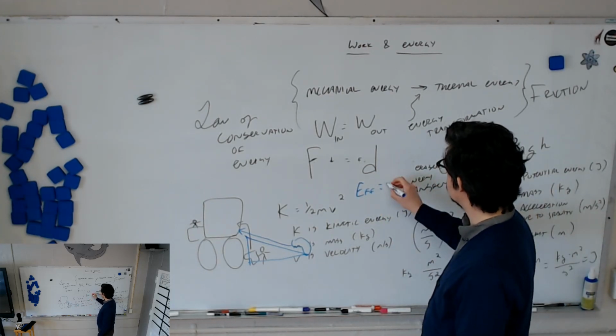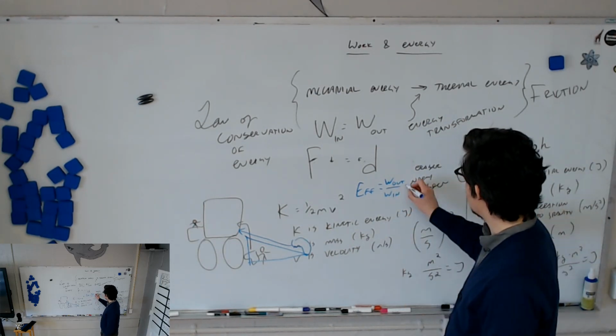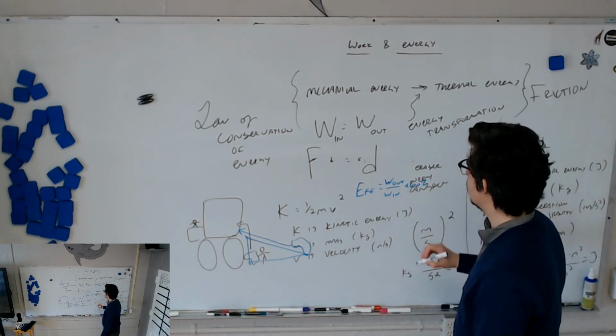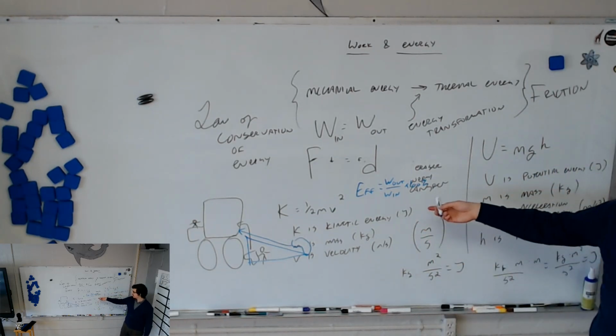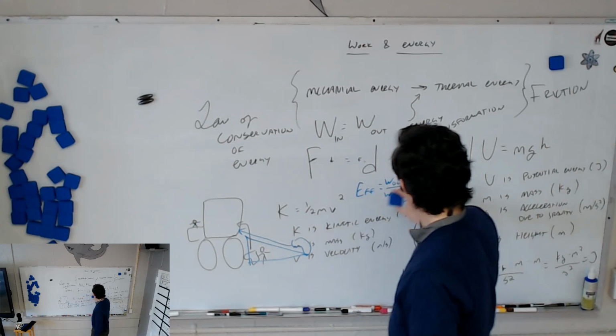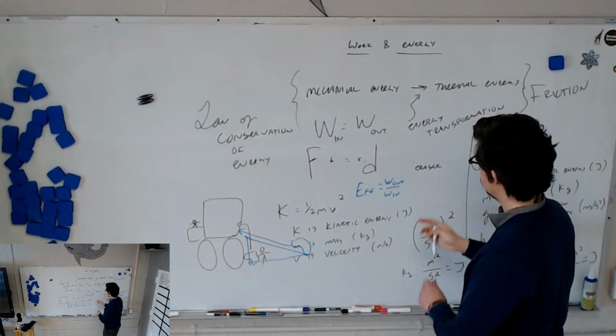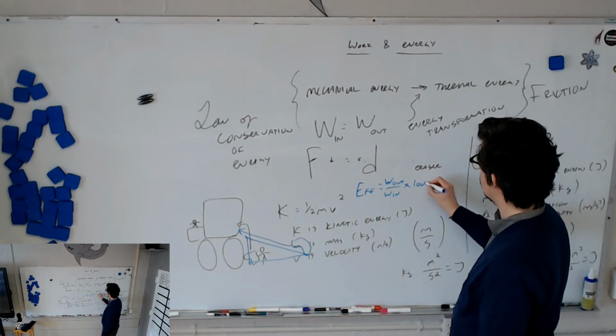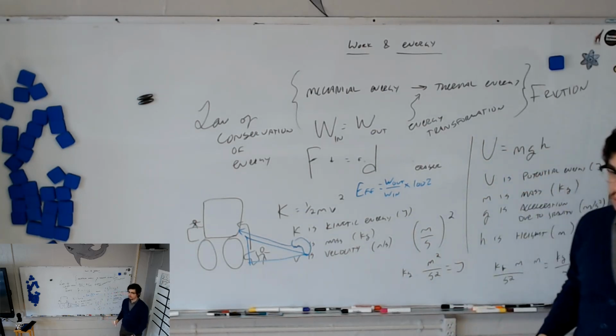Efficiency equals work out divided by work in times 100%. Looking at this, can efficiency ever be greater than 100%? Which one of these must be smaller, the work out or the work in? Work in. Nope, try again. Work out. The work out must be smaller.